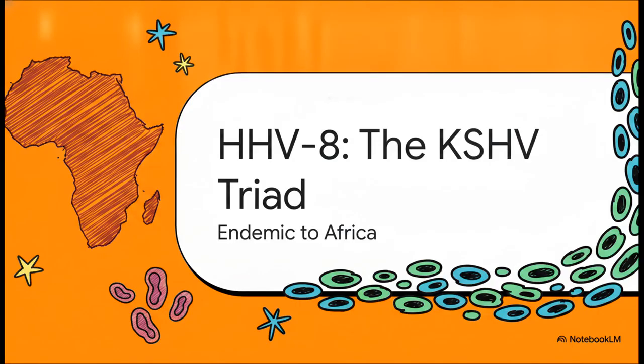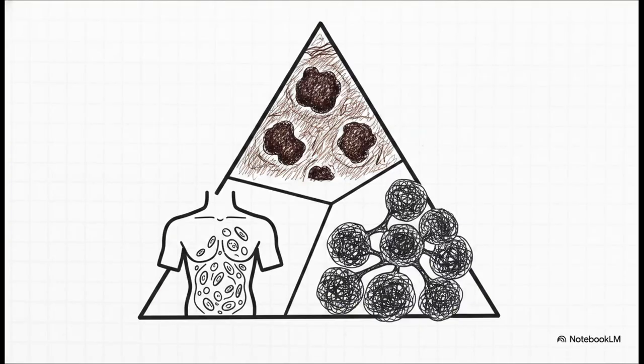Section 5. HHV8, the KSHV triad, that is highly endemic to sub-Saharan Africa. You've got to firmly lock this HHV8 disease triad into your memory. Number 1, Kaposi sarcoma. This shows up as violaceous patches, plaques, or nodules on the skin and mucous membranes, incredibly common in HIV/AIDS patients. Number 2, primary effusion lymphoma, which is a rare body cavity-based B-cell lymphoma. And number 3, multicentric Castleman's disease, a lymphoproliferative disorder that relies heavily on rituximab for its management. Get those 3 down cold.